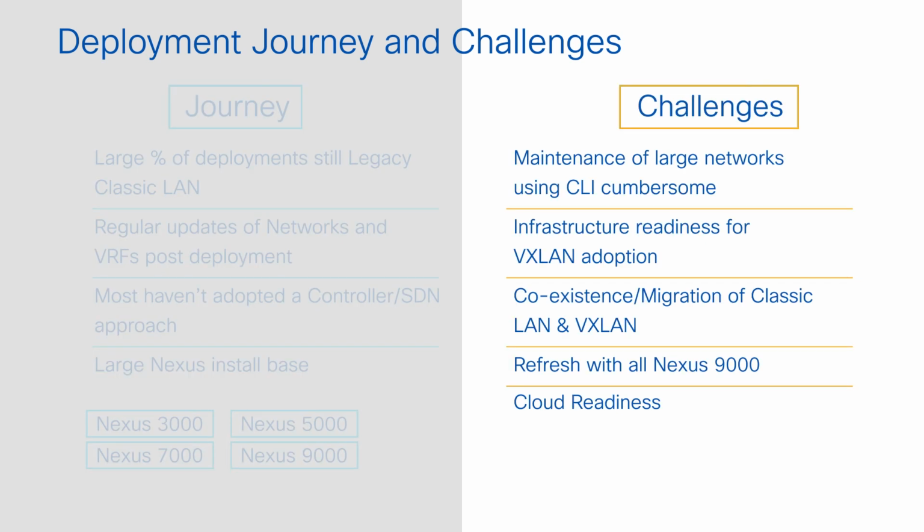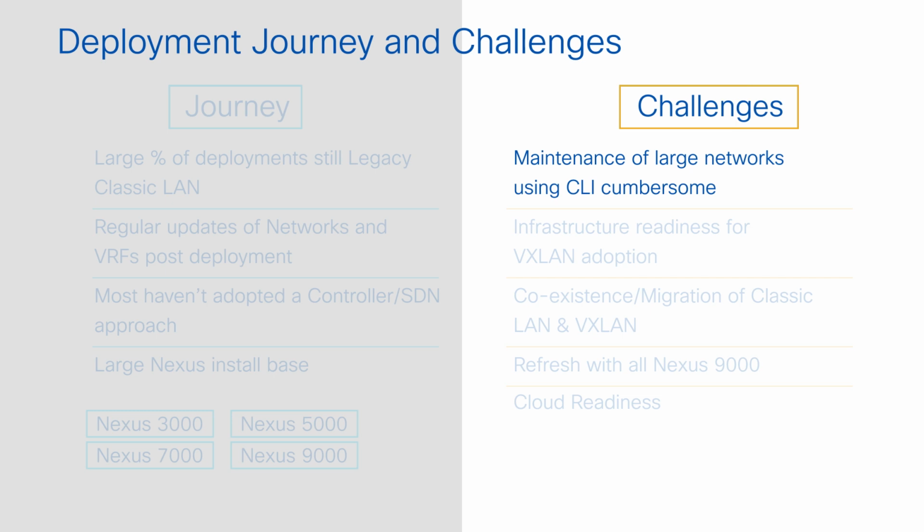But now when we're looking at the challenges itself, when we are looking at big networks, maintenance of these networks using CLI becomes quite cumbersome. We have to make sure that we're ready for the latest technologies like VXLAN. And infrastructure readiness for VXLAN adoption is definitely one of the biggest challenges I've heard from our customers. While customers are getting ready and comfortable with VXLAN, there definitely arises a need of coexistence and proper workflows of migration from classic LAN to VXLAN.